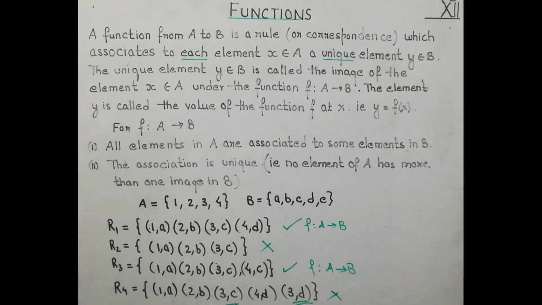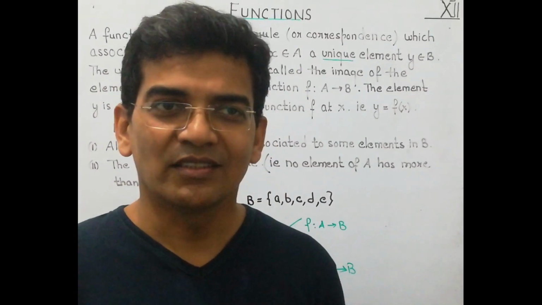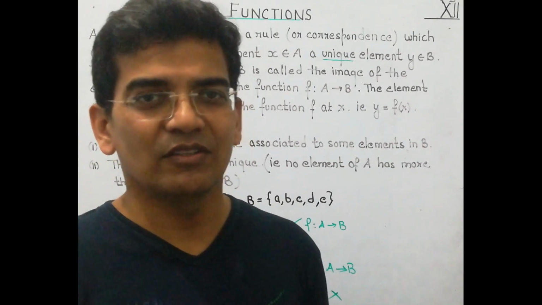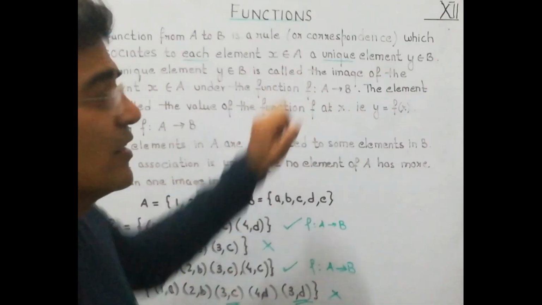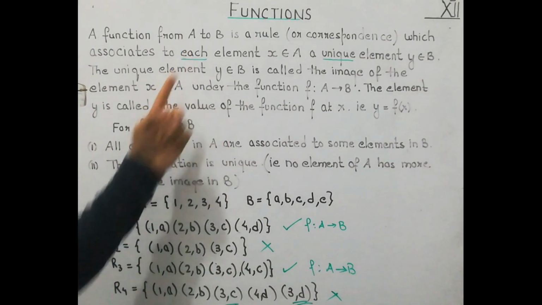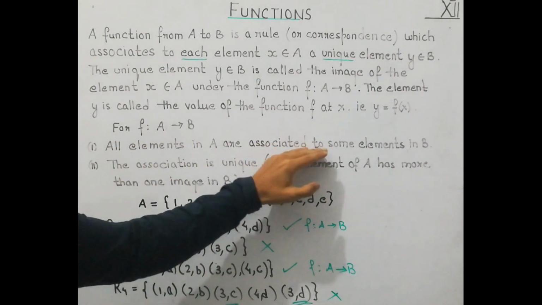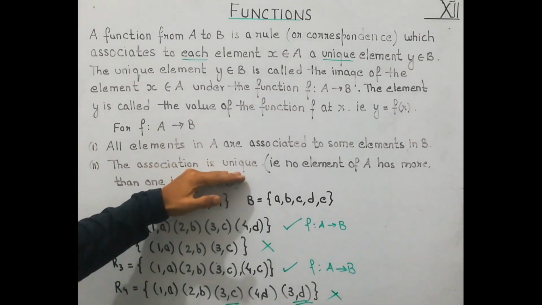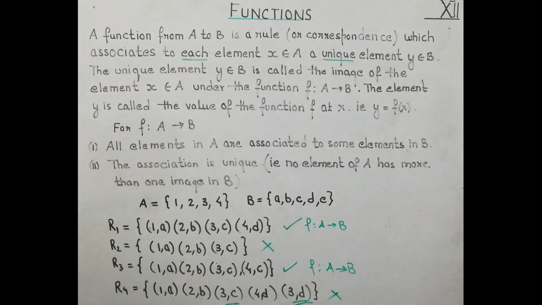I hope with these 2 examples it is clear what a function is and how we find whether the given relation is a function or not. You have to just look for these 2 conditions: each element and a unique image. Each element means all elements in A are associated to some elements in B, and the association is unique, that is, no element of A has more than 1 image.